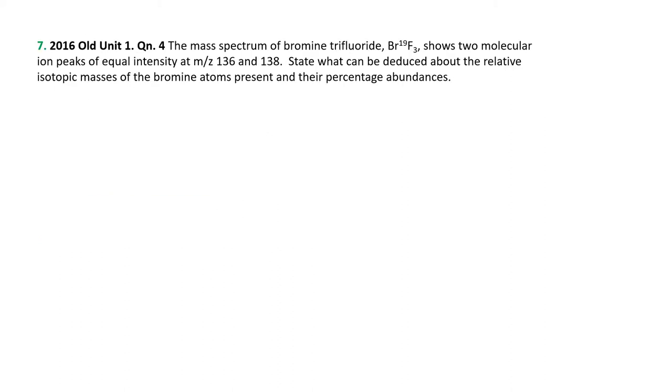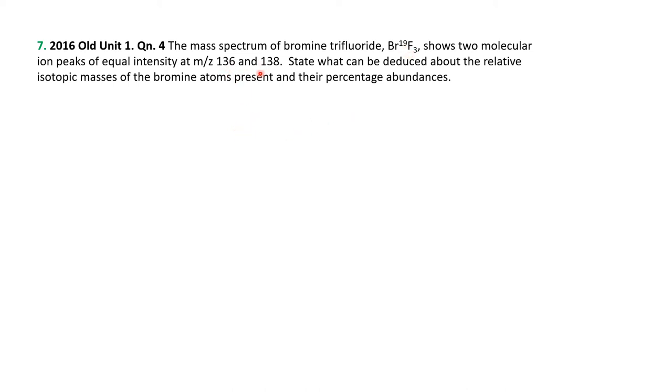The mass spectrum of bromine trifluoride shows two molecular ion peaks of equal intensity at 136 and 138. What can be deduced about the relative isotopic masses of the bromine atoms present and their percent abundances? Well, first of all, you've got bromine and fluorine in here, but fluorine is only 19, of course. There is only one stable isotope of fluorine, which weighs 19.